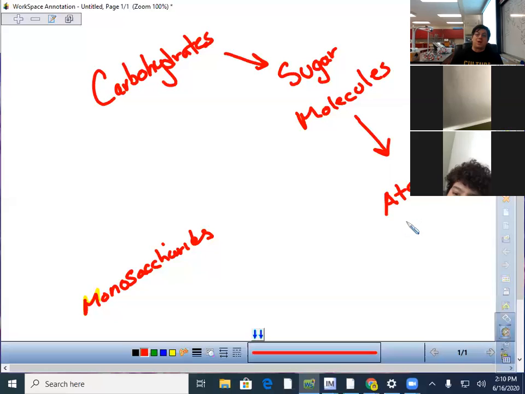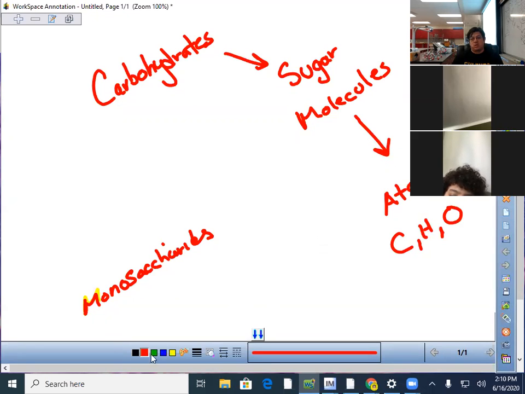I couldn't hear you. So what atoms do we need to build sugar molecules? Hydrogen. You need carbon, hydrogen, and oxygen. Okay, so Sebastian knows. Carbon, hydrogen, oxygen. Good. So in other words, think of it like this as well. There are certain atoms that we can put together to form sugar molecules called carbohydrates. So that's another way of looking at it, okay?